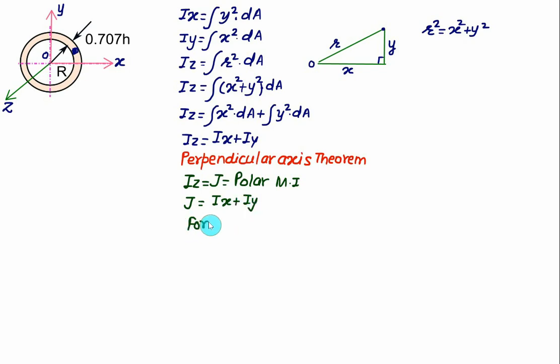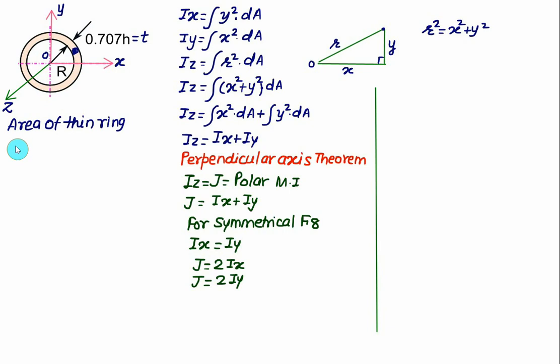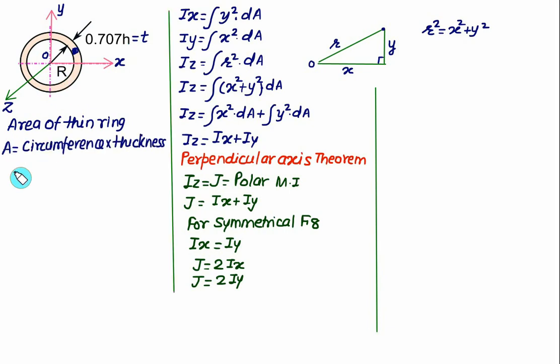For a symmetrical figure, that is, this annular ring is symmetrical about the x and y axes. So in this case, we have Ix equal to Iy. That is, the value of J will be equal to either 2 times Ix, or J is equal to 2 times Iy. So we only have to calculate the value of J, then Ix will be J by 2 and Iy will be J by 2.